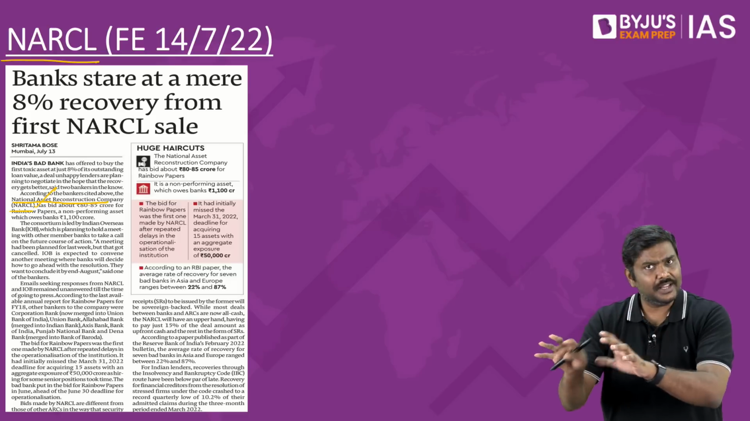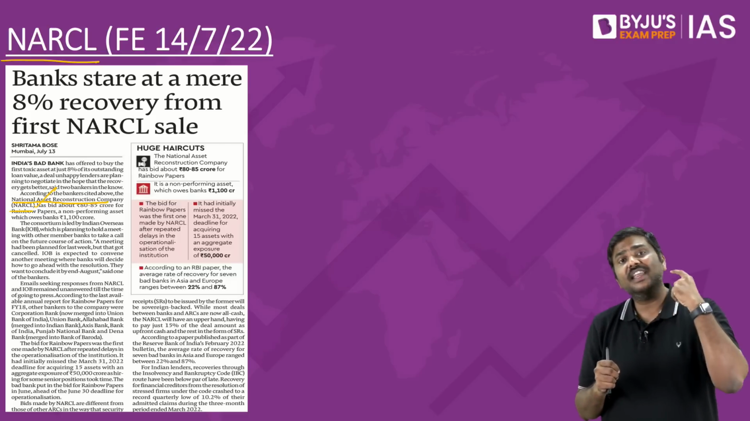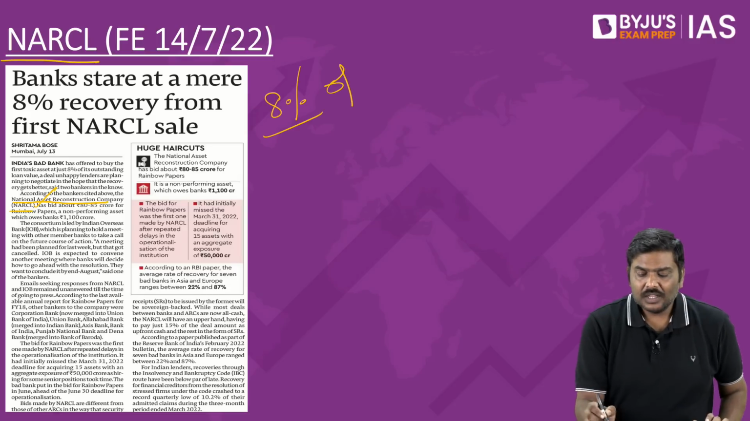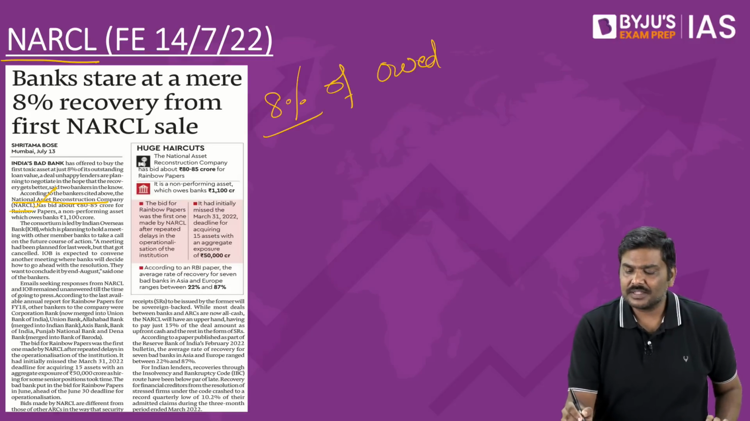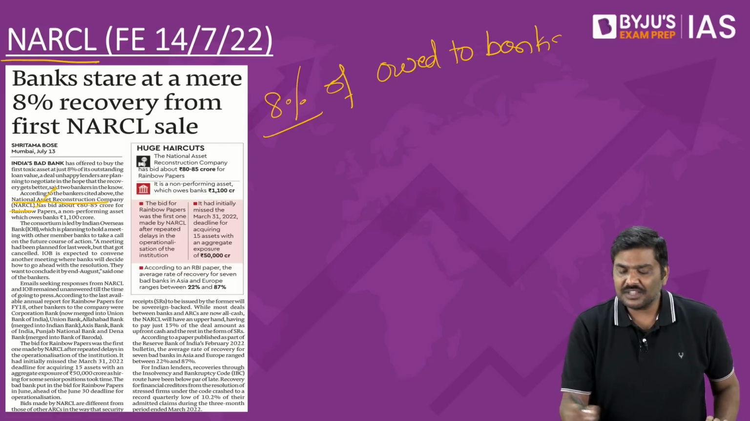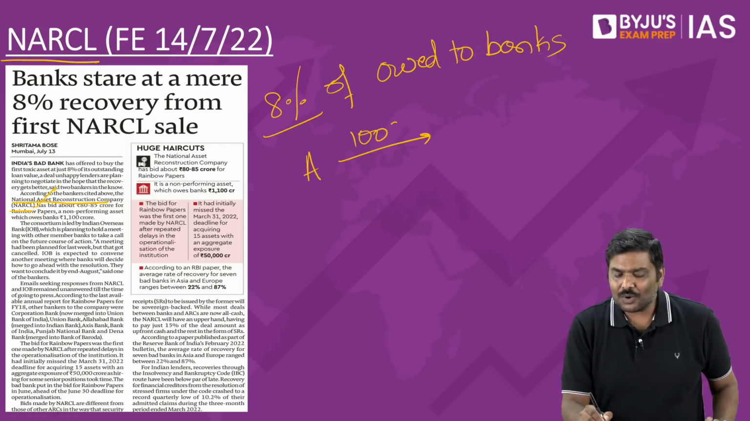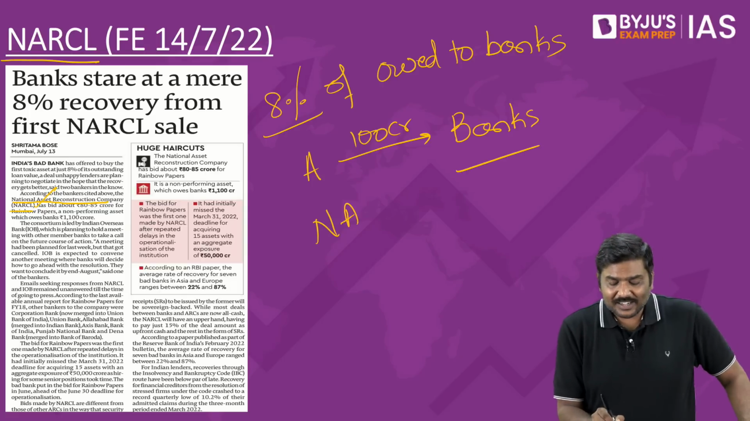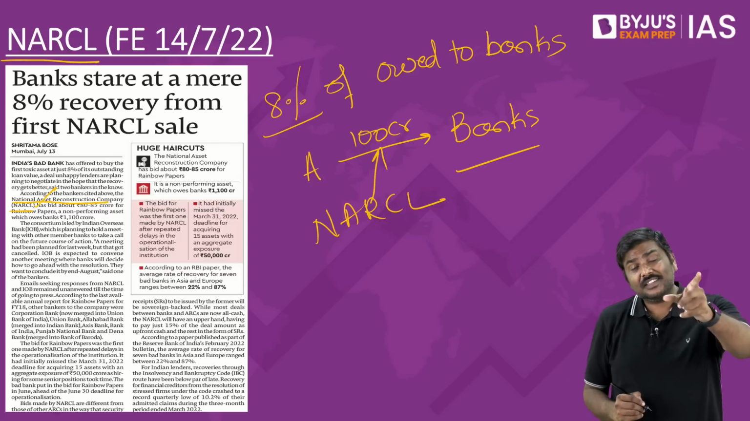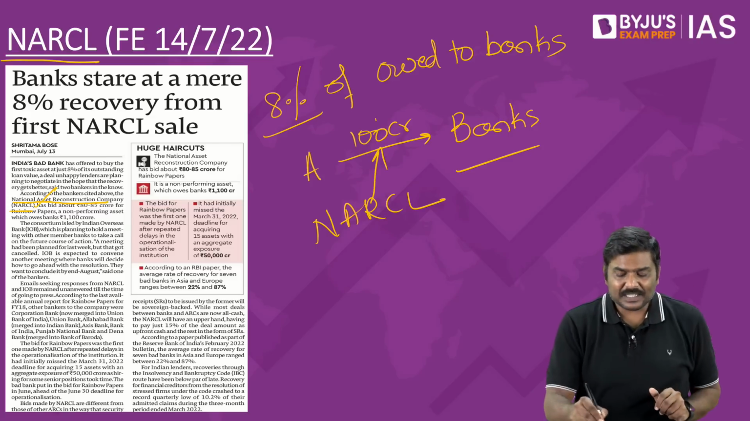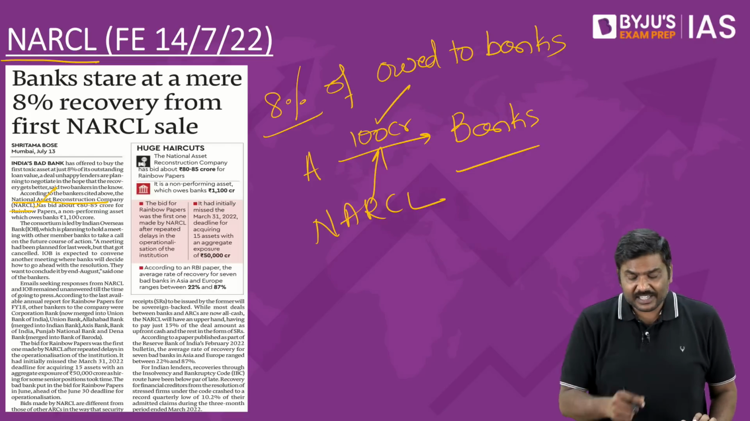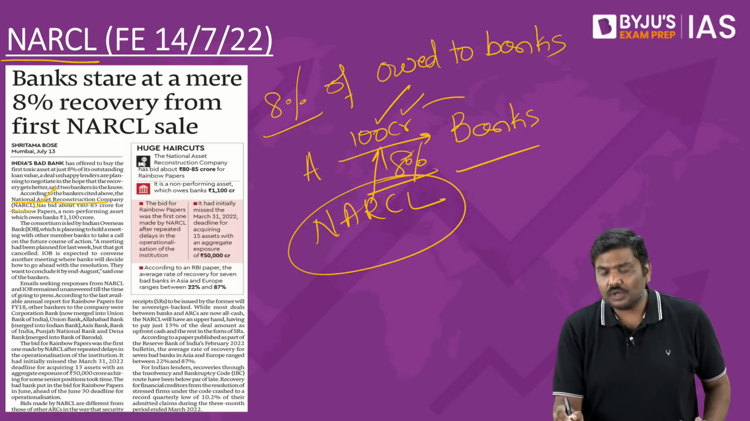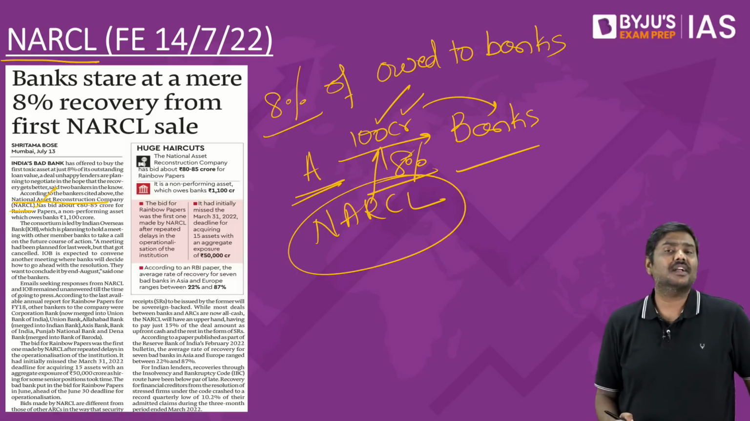which has started functioning now, and the first asset for which NARCL has bid, the amount is just 8% of the amount owed to the banks. That is, in simple terms, imagine a company owes 100 crore rupees to the banks, which are nothing but creditors here. The National Asset Reconstruction Company Limited has bid for this asset, has given an application to purchase this asset, but the amount that has been quoted by NARCL is just 8% of the money that is owed to the banks or the creditors by this particular company.